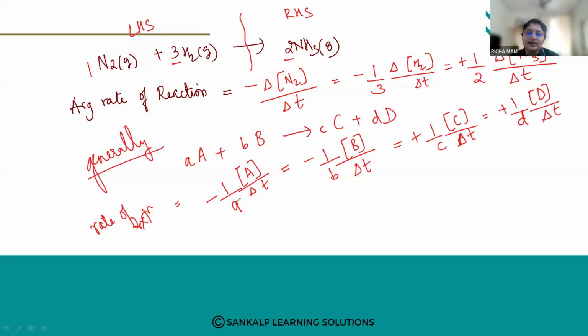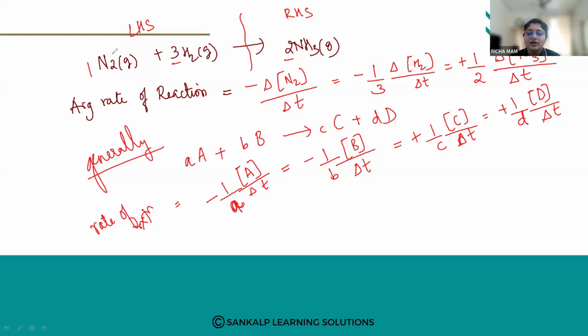This is the general form, where the coefficients can be any number. When the stoichiometric coefficients are different, we apply it like this. So for the average rate of reaction we have seen two cases: one where the stoichiometric coefficients are the same, and another where the stoichiometric coefficients of reactants and products are different. Is it clear?